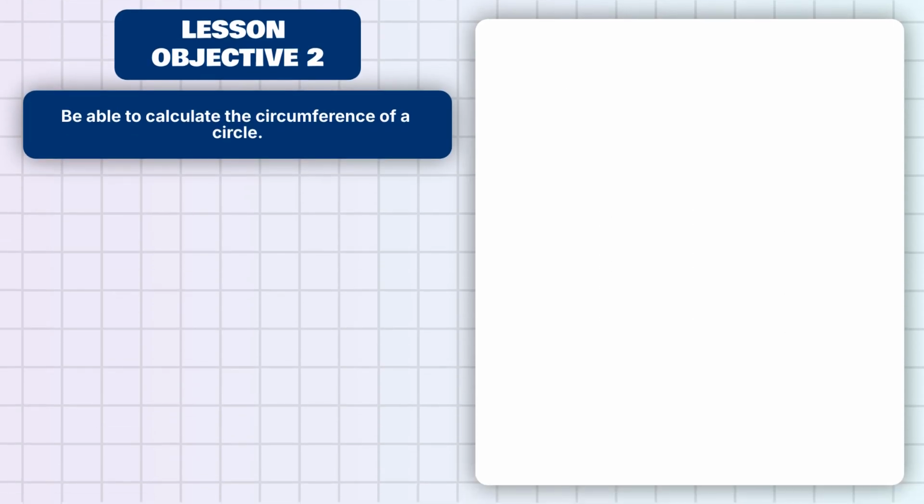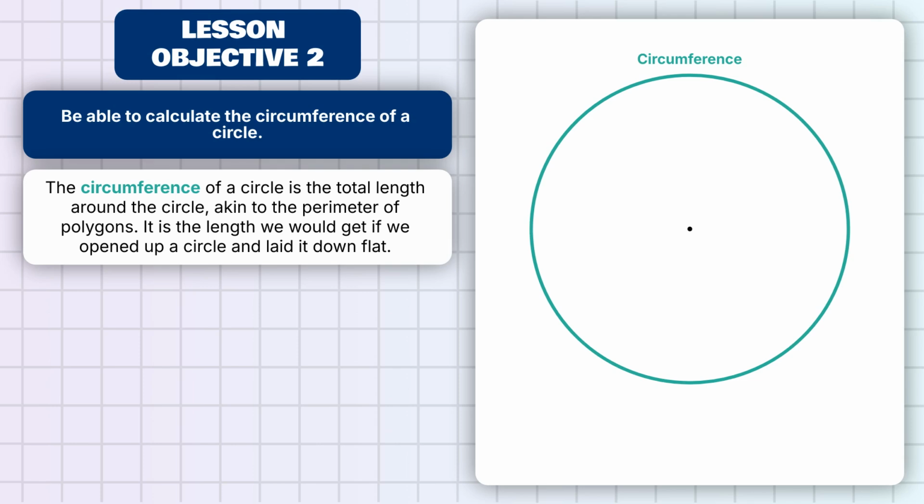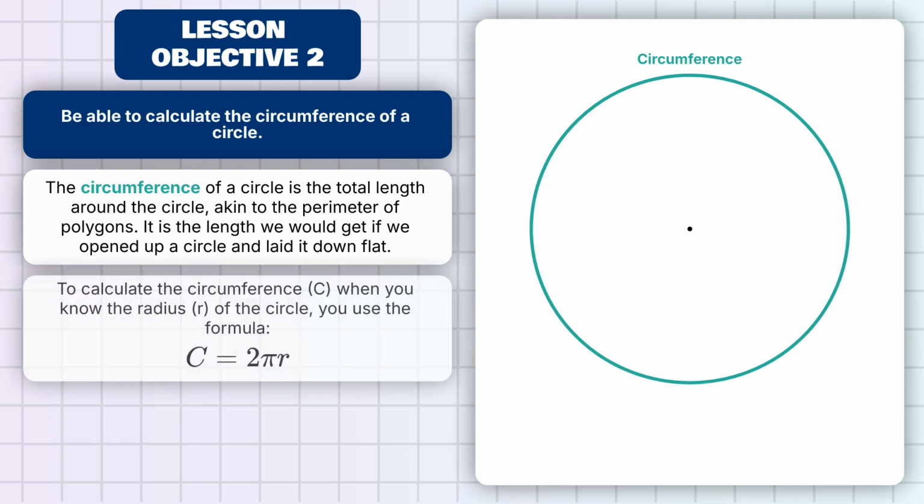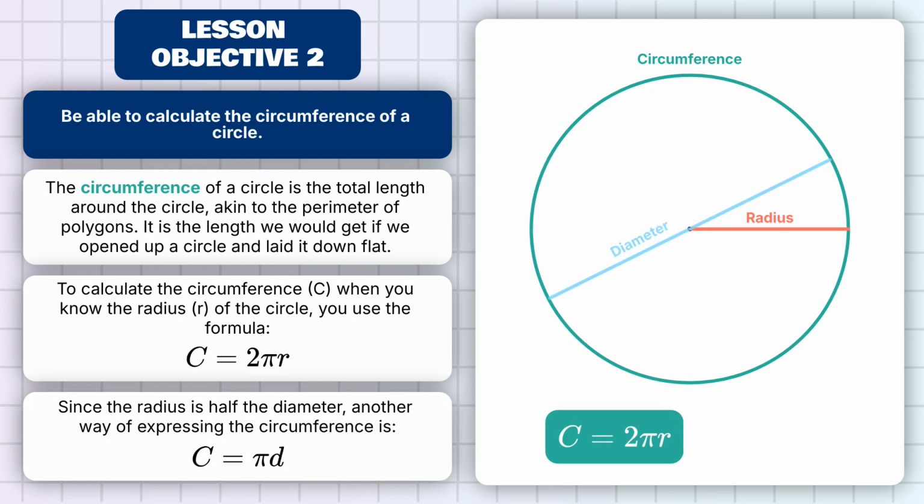Now let's turn to calculating the circumference of a circle. The circumference of a circle is the total length around the circle, akin to the perimeter of polygons. It is the length we would get if we opened up a circle and laid it down flat. To calculate the circumference C when you know the radius r of the circle, you use the formula C equals 2πr. Since the radius is half of the diameter, another way of expressing the circumference is as C equals πd.